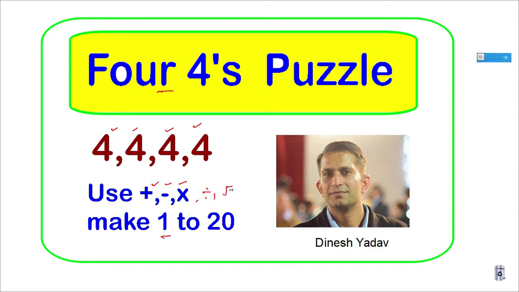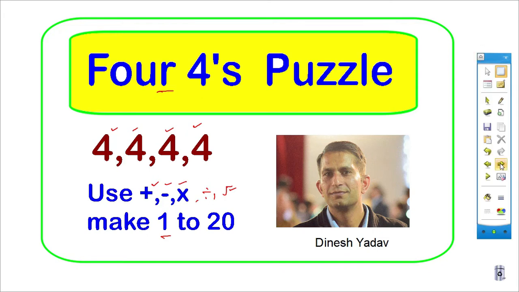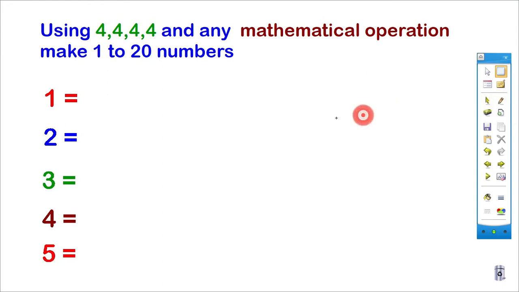The point is, sir, can you show me one example? So let me start with the first one. We have to make 1 using 4 four times. What I suggest is that first you pause your video, try it, and then play. For one example, let me explain.